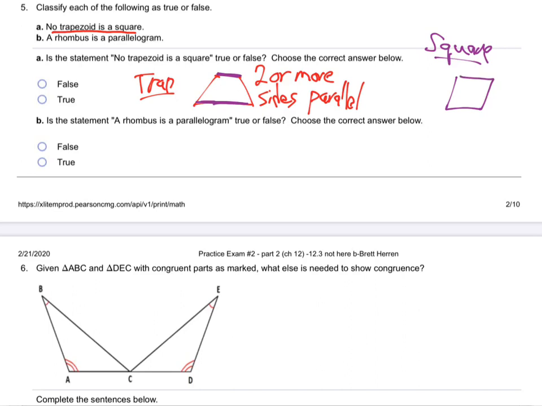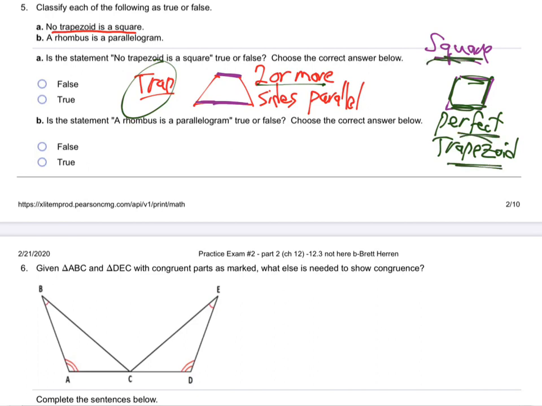right? So, do you realize a square is a perfect trapezoid? Why? Because the top and the bottom are parallel, and so are the right and the left. 2 or more. So anything that has 2 or more parallel sides is a trapezoid. So a square is technically a perfect kind of trapezoid. So when they say no trapezoid is a square, yes, this is both a trapezoid and a square. So some trapezoids are squares. Perfect trapezoids are squares. So that's a false statement.